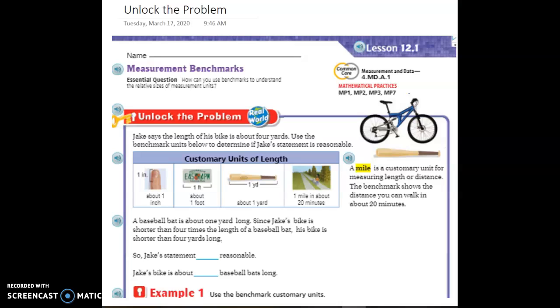Hi everybody, this is going to be our new way of learning math for the next little while. I just want you to follow along and try your best. That's all I've ever expected from you, is your best. And I know you can do it.